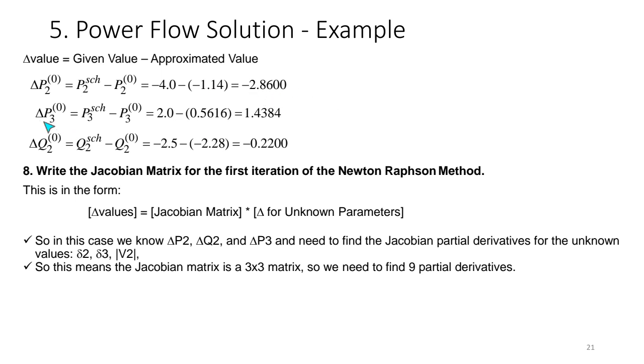And then the same thing for generator 3, which is your PV generator. The given real power for the PV generator is 200 megawatts, and per unit is 2. So you can see P3 is a scheduled one. You can see 2 and P3, which is our calculated one from the previous one, which is minus 0.6, which is equivalent to 1.4384.